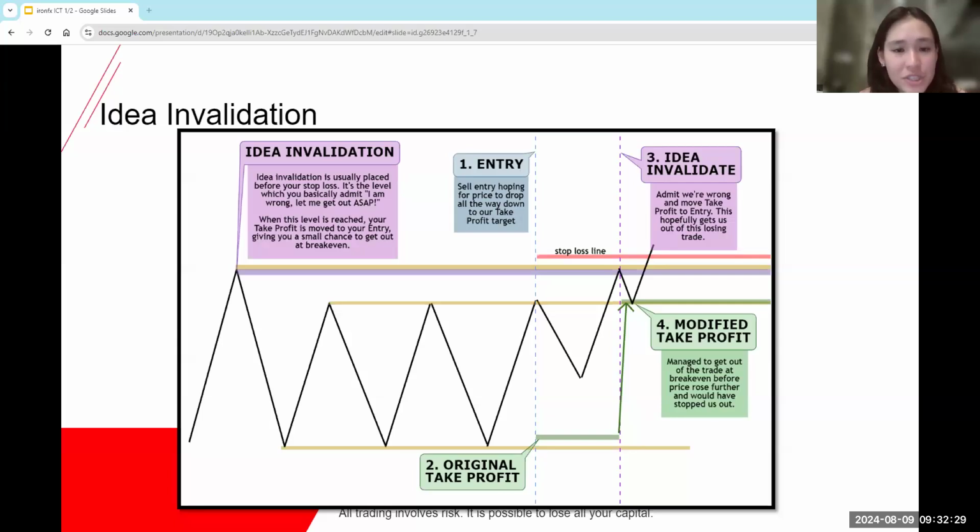Firstly, entry. Your sell entry is at number 1, and we're hoping for price to drop all the way down to our take profit target here. Idea and validation occurs at this swing high here, and it's the level where we admit that we're wrong and we want to move our take profit over here to our entry. You can see we managed to get out of the trade at break even before price rose further and would have gotten us stopped out.